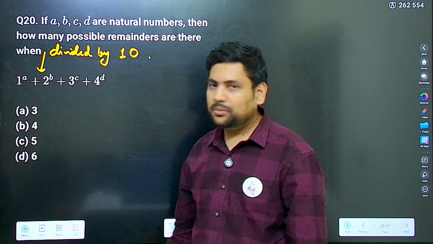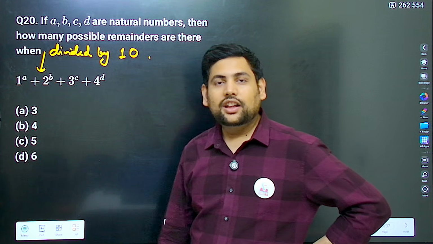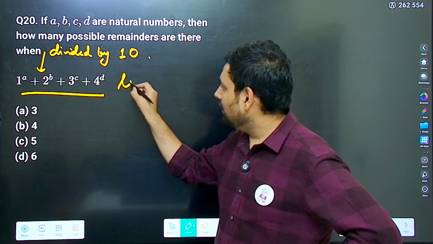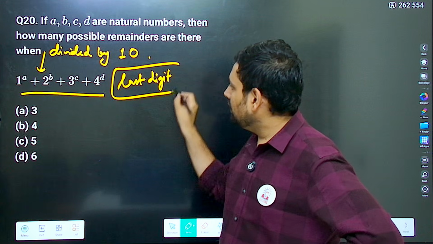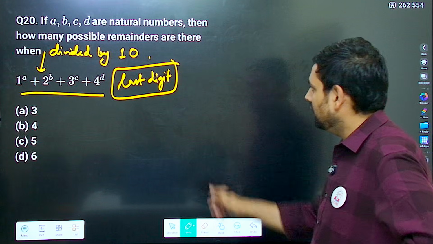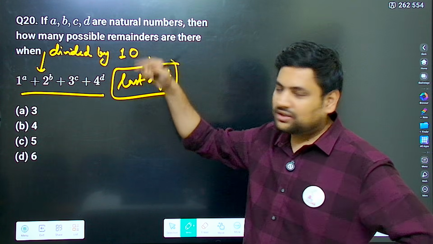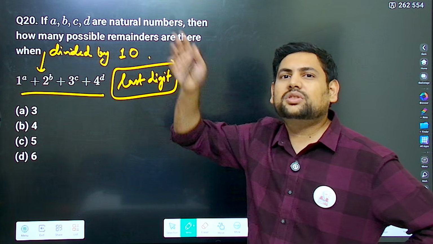Divided by 10, what are the possible values of remainder? For 10, what do we do? We look at only the last digit, correct? Now you start seeing. So what are the possibilities? 1 power anything, a, b, c, d are natural numbers, correct? So that 0 and minus all that is gone. So it will be 1, 2, 3, 4, something like this.